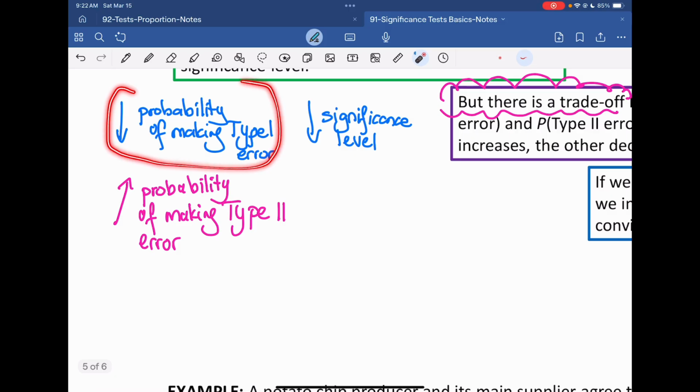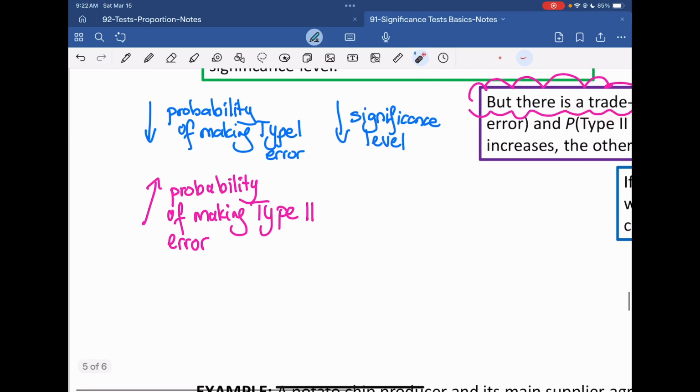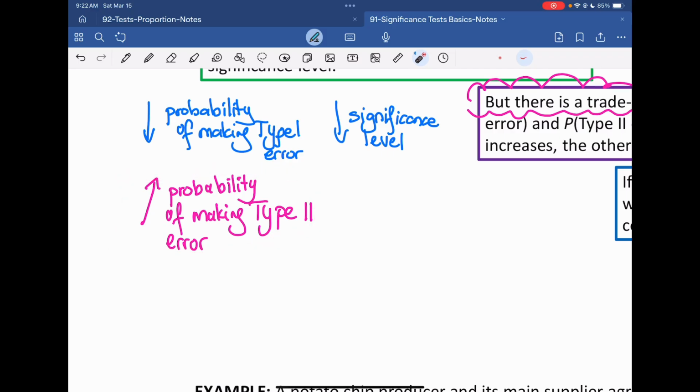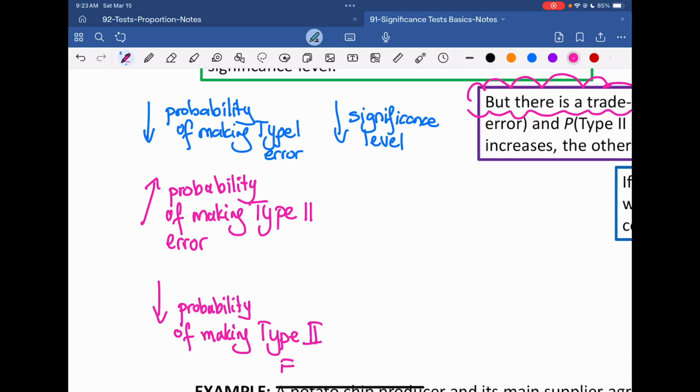But when you do this, there's a trade-off. Trade-offs are life. The probability of the type 2 error goes up. So if you're trying to decrease the probability of a type 2 error, you need to do the opposite and increase the significance level, in other words, alpha.